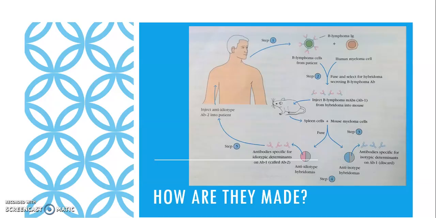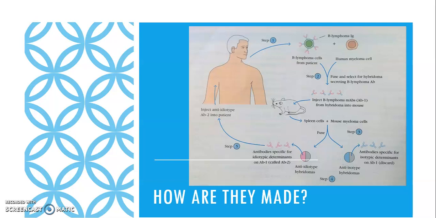So now we are going to talk about how they're made. These monoclonal antibodies are made by taking a B lymphoma immunoglobulin and a human myeloma cell and fusing them together. Then you inject a mouse with the antigen containing this specific epitope of interest. So first you take the B lymphoma immunoglobulin and the myeloma cell and fuse them together, and then you inject this into the mouse containing the specific epitope of interest.